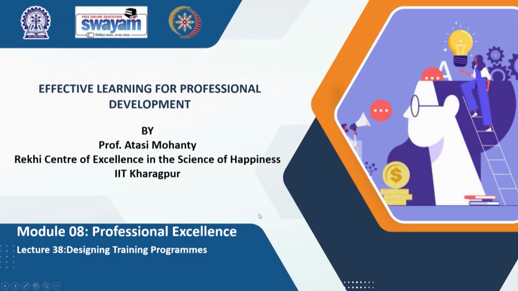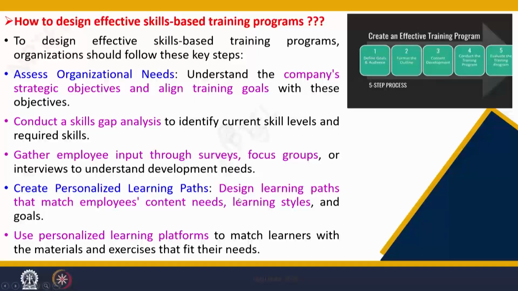So, in the last class we were discussing competency development tools, skill development, all these things, and the different outcomes like the behavioral outcomes, performance outcomes, etc. Now, today we'll discuss further about the training programs, how to organize and how to design effective skill based training programs.